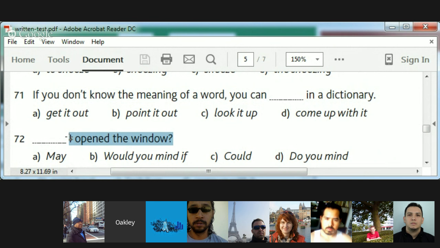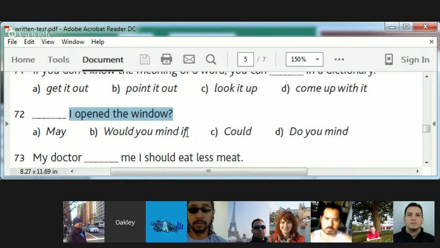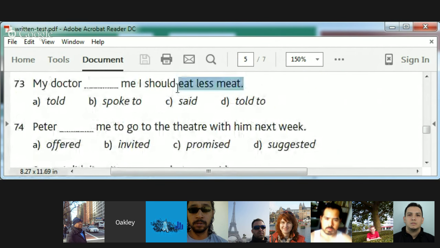Kiko, 72. Kiko? Okay, teacher. Would you mind if I open the window? Yes. It would have to be, again, the second conditional question here. If I opened, past tense in the condition or if clause, and then would. Okay, that's it. Very good.